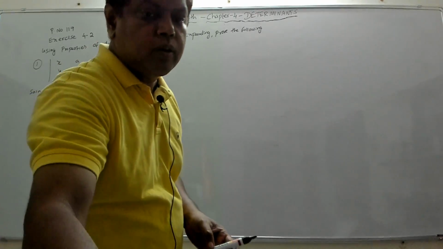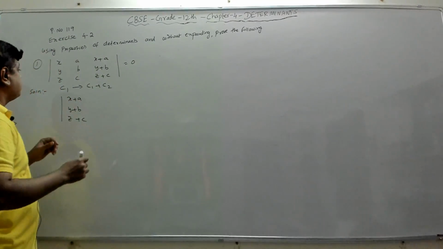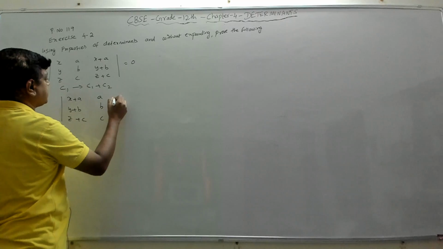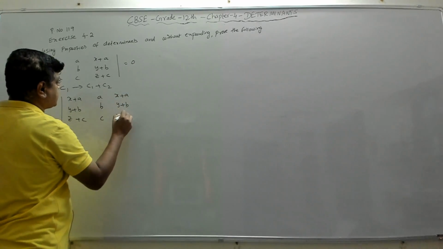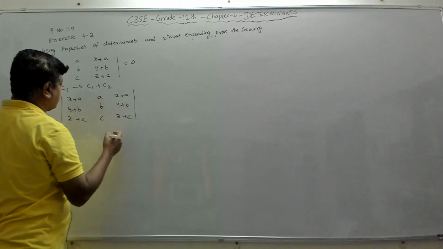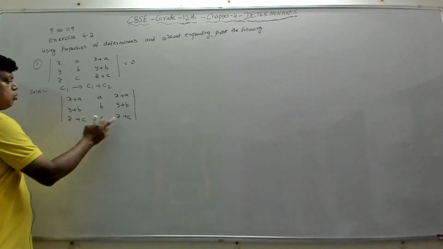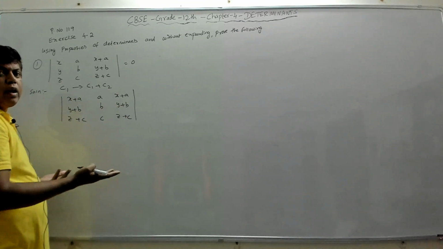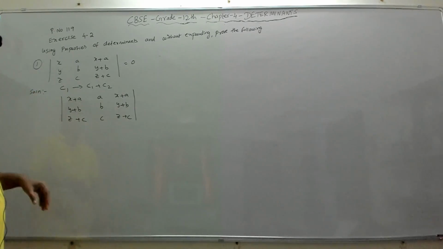Fine. Then a, b, c. I am writing the second column as it is. Third column is x plus a, y plus b, z plus c. Now if you observe this, the 2 columns are identical. Column 1 and column 3 are the same. Therefore, the value of the determinant is 0.